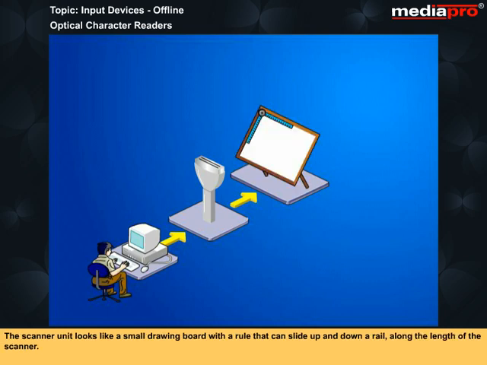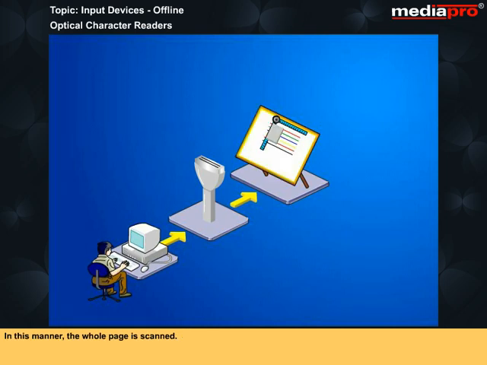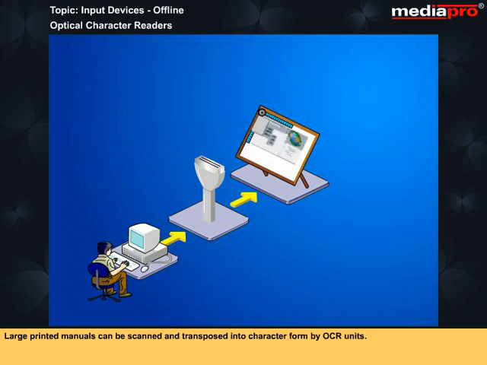The scanner unit looks like a small drawing board with a rule that can slide up and down a rail along the length of the scanner. Reading heads in a small box are attached to the rule, which travels sideways over the line of characters above which the rule is positioned. In this manner, the whole page is scanned. Large printed manuals can be scanned and transposed into character form by OCR units.